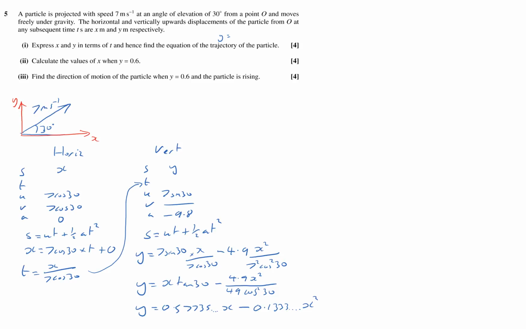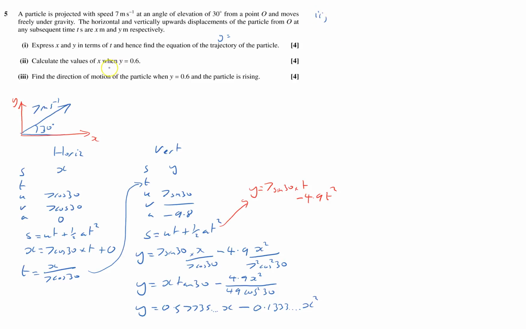and actually I just realised I haven't expressed y in terms of t, so I should have here, again using this formula here. I'll do it in red so you can see where it comes from. I'm going to get y equals u, which is 7 sine 30 times t, and then I'm going to have minus half of a, so that'll be minus 4.9 t squared. So that's done it. I should have put it in. And then I go on to part 2.